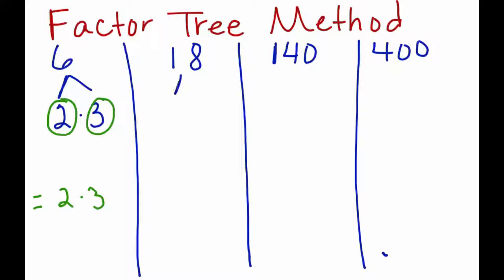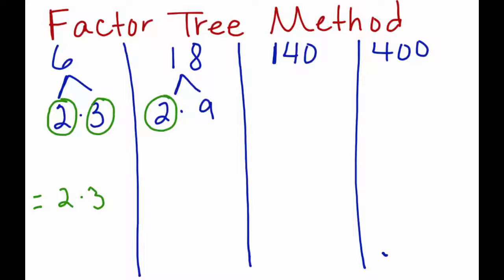18. Well, 18 is even, I say to myself. And so I'll use 2 times 9. 2 is prime, so I'll circle it. And since I've circled it, I'm through with that side. There's no more factoring to do on that side.